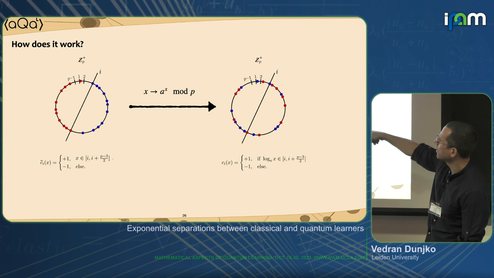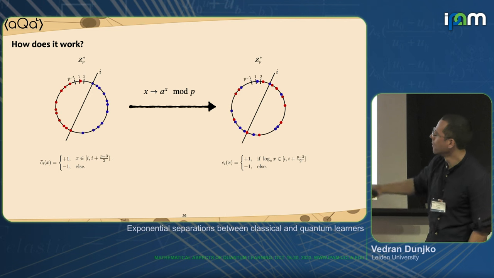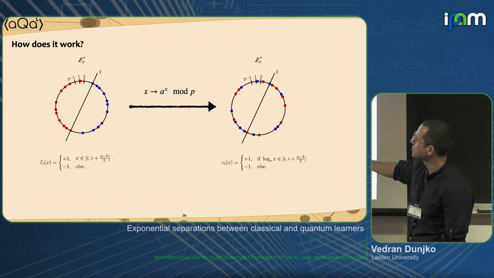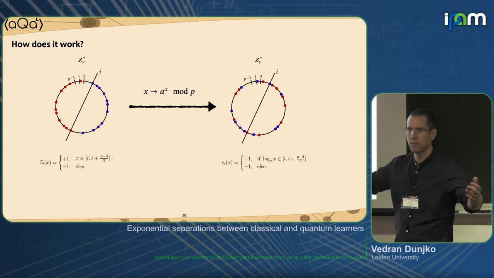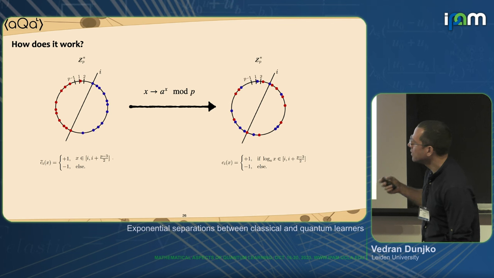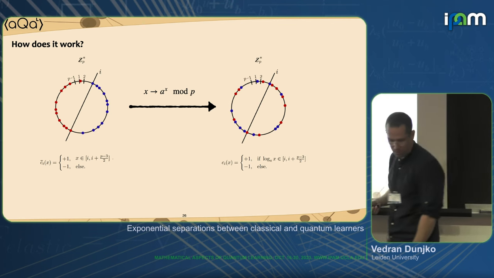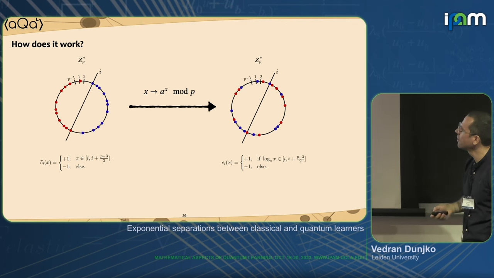And I call everything to the left of it +1 and everything to the right of it -1. Now, this is a concept. I have as many concepts as there are points, right? So if p is measured in the number of bits, it's an exponentially large concept. And this is, in fact, an easy-to-learn concept class. You just do the most naive thing, and you can prove that it generalizes well, right?